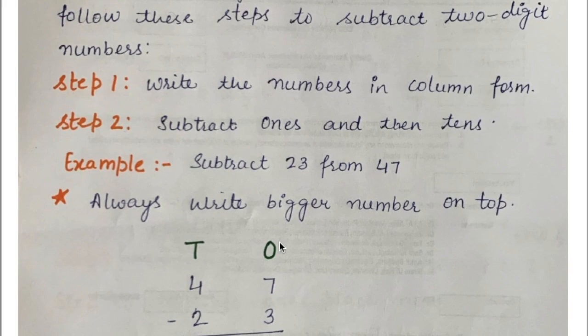Here you need to remember one thing: always write the bigger number on top. If we need to subtract 23 from 47, 47 is the bigger number, so we need to write this number on the top.